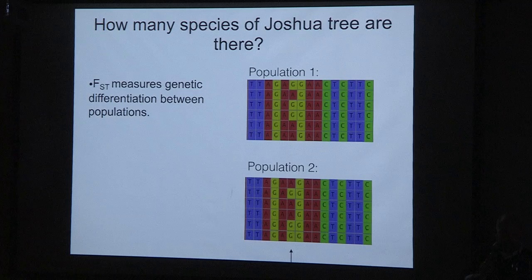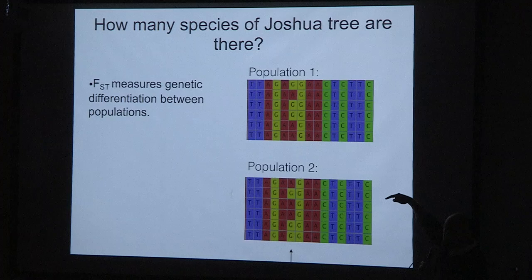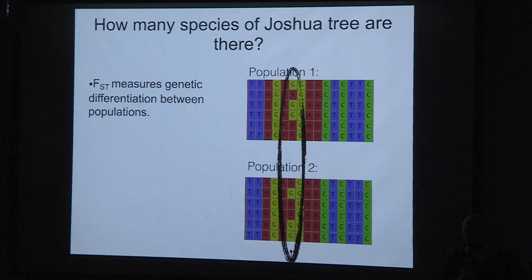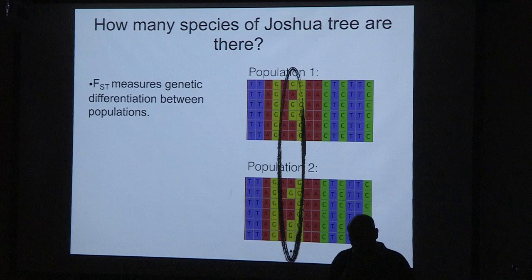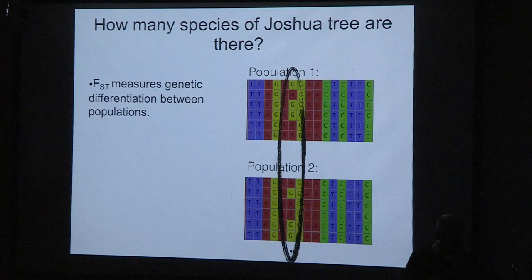I want you to look at this site right here. You can see it's either A or G. In population one, 50% of the individuals have A and 50% have G. In population two, 50% of the individuals have A and 50% have G. Genetically, those two populations are identical to one another. They both have identical frequencies of A and G. There is no genetic difference between populations. There's genetic difference between individuals, but the populations are the same. We would call that an FST of zero.